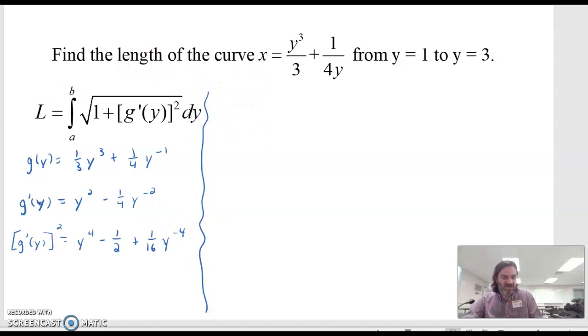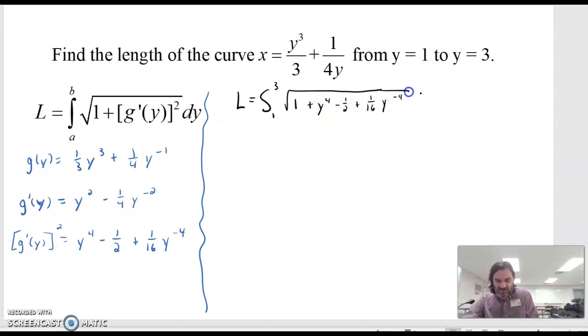But let's see here. We're going to put this into our formula, which is L, and it'll go from 1 to 3, as the formula says, the square root of 1 plus y to the 4th minus 1/2 plus 1/16 y to the negative 4, all under the root, dy. So take a little moment to see that here's a negative 1/2 and a positive 1. Those will combine. You may feel like rewriting this thing, but it's actually in the perfect order that we want it in.